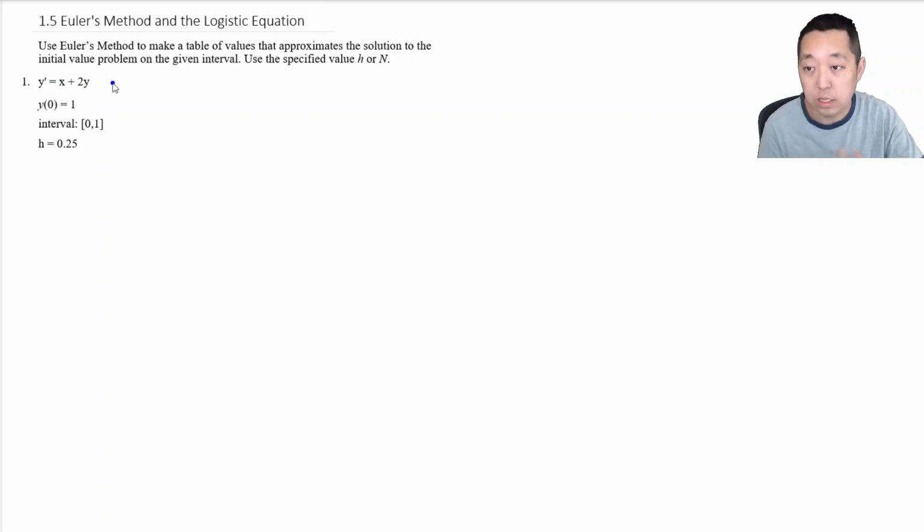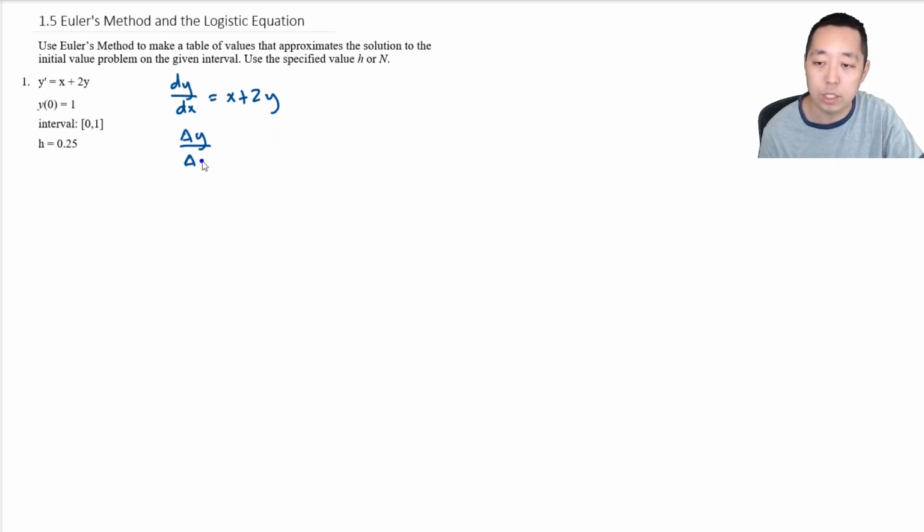When you start with a differential equation like this, I have dy/dx equal to x plus 2y. What you want to think is really that the dy is delta y. You approximate this as saying the change in y divided by the change in x is equal to x plus 2y. And so my change in y is equal to (x plus 2y) times delta x, by multiplying by dx there. Okay, and so we're going to start at an initial point typically.